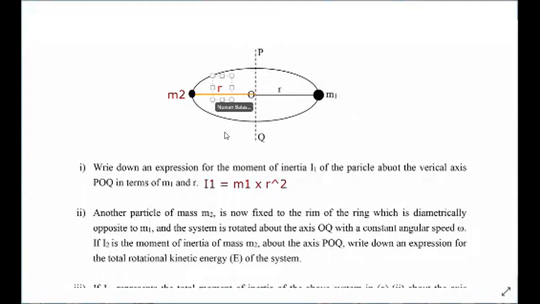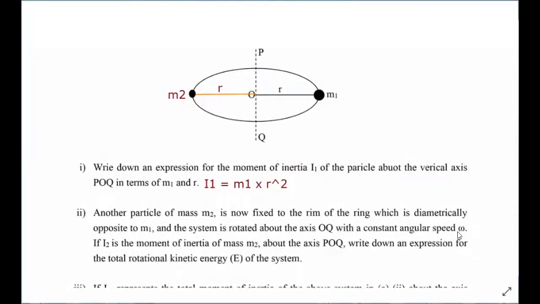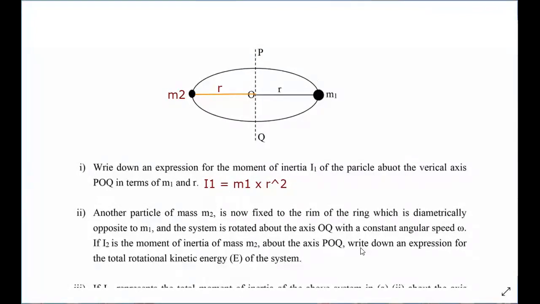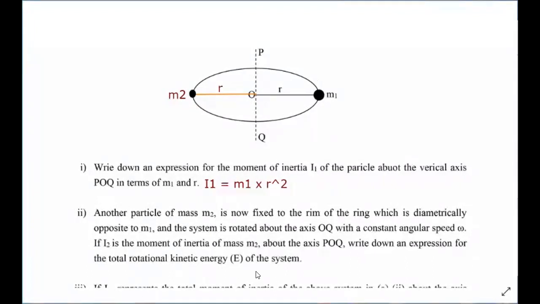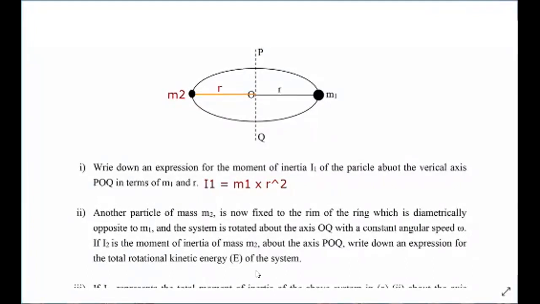So I'm talking about Roman number 2. With a constant angular velocity of omega. Everything is rotated with an angular velocity of omega. If I2 is the moment of inertia of mass M2 about the axis POQ, write down an expression for the total rotational kinetic energy of the system. What is the total kinetic energy?